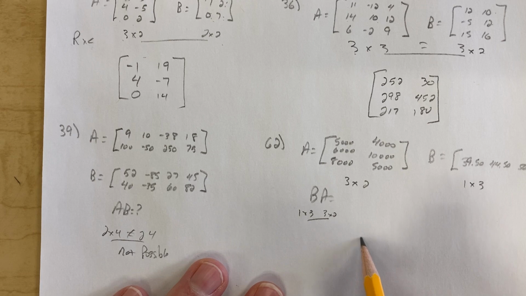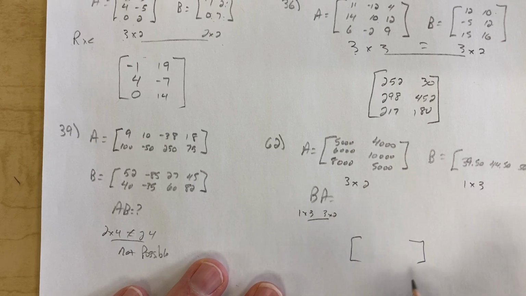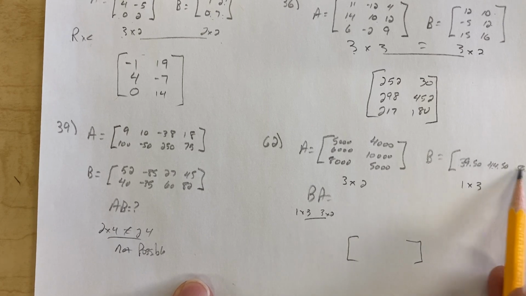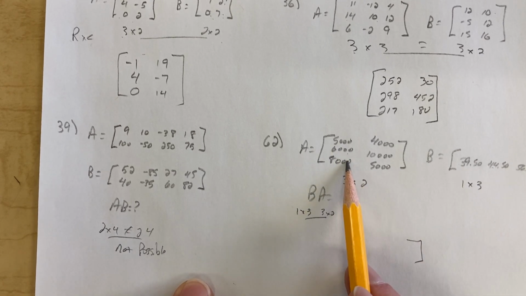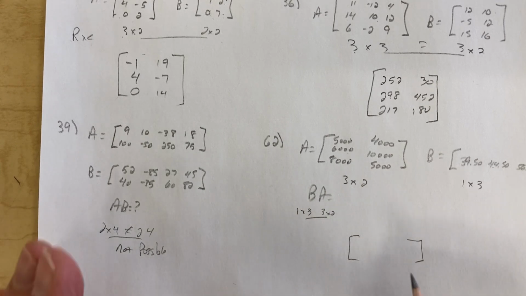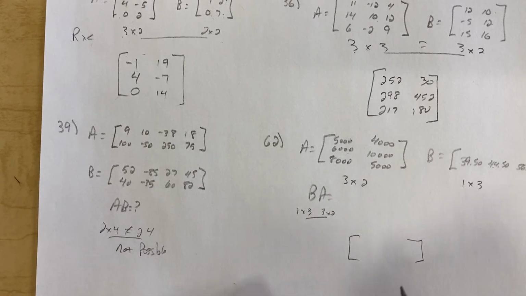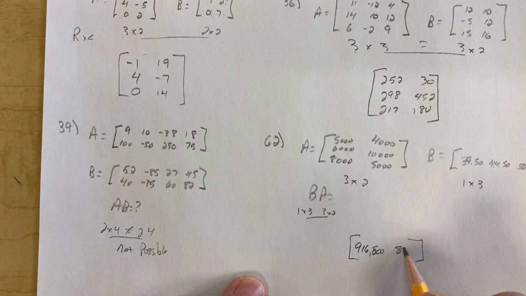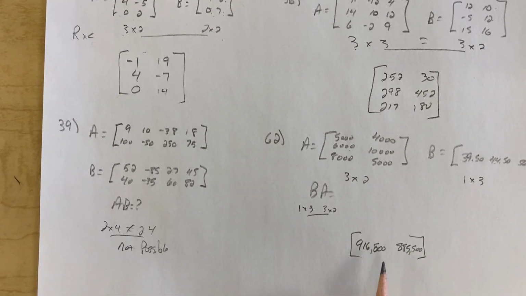And we'll get a 1 by 2 answer. We're going to get two numbers here. All right. And basically when you're doing this, you're going to take these dollar amounts times the amount of each one that we sold. And that's going to tell us how much money we made for each type of garment. So for 62, we get $916,500 in the first one and $885,500 on the second one. And this again is the total amount of money you made on each type of thing.